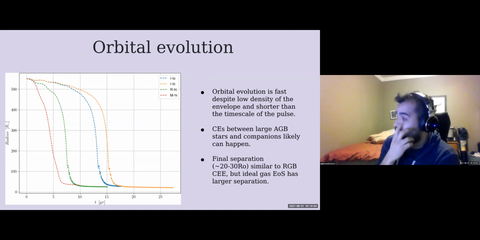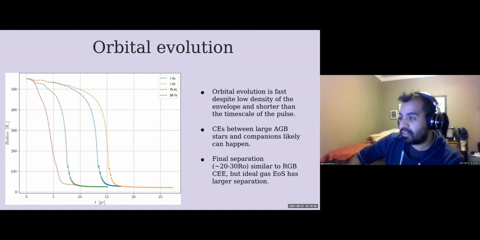The final separation for all the models is between 20 and 30, and it's pretty similar to using a common envelope evolution with an RGB star, which was really used by Ricker in 2019. However, the ideal gas equation of state has a slightly larger separation.